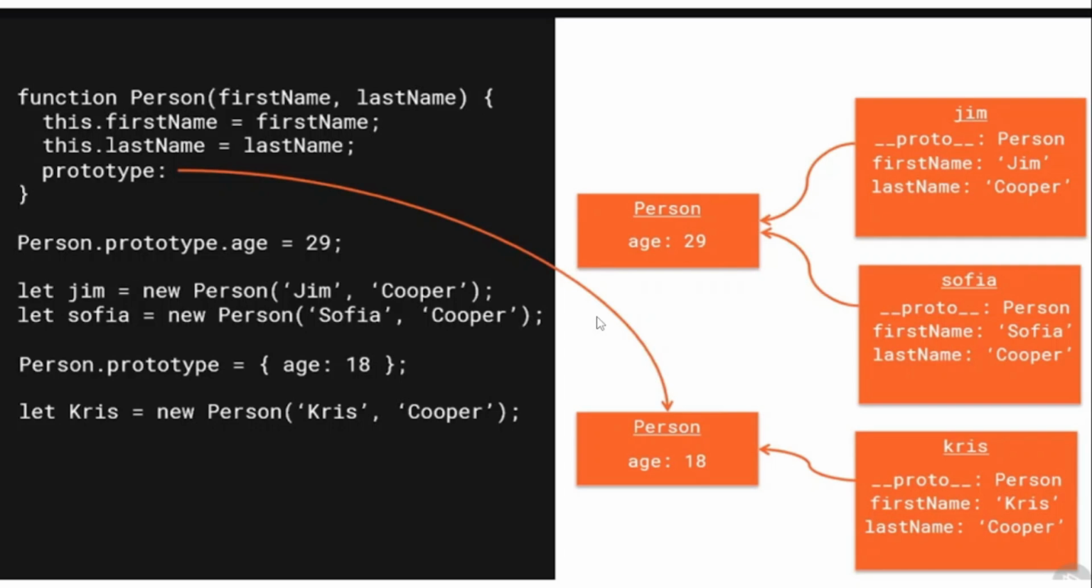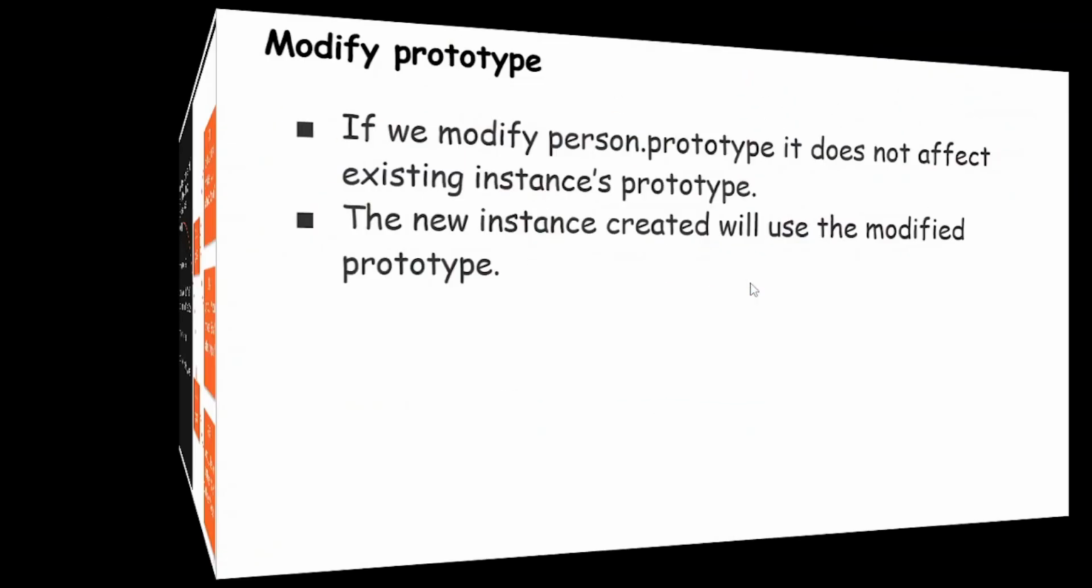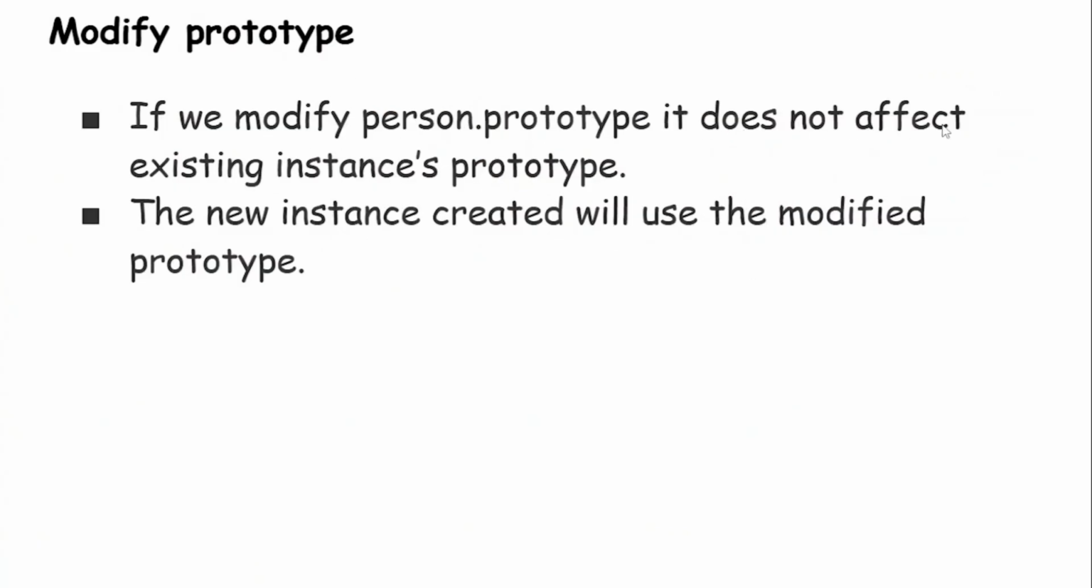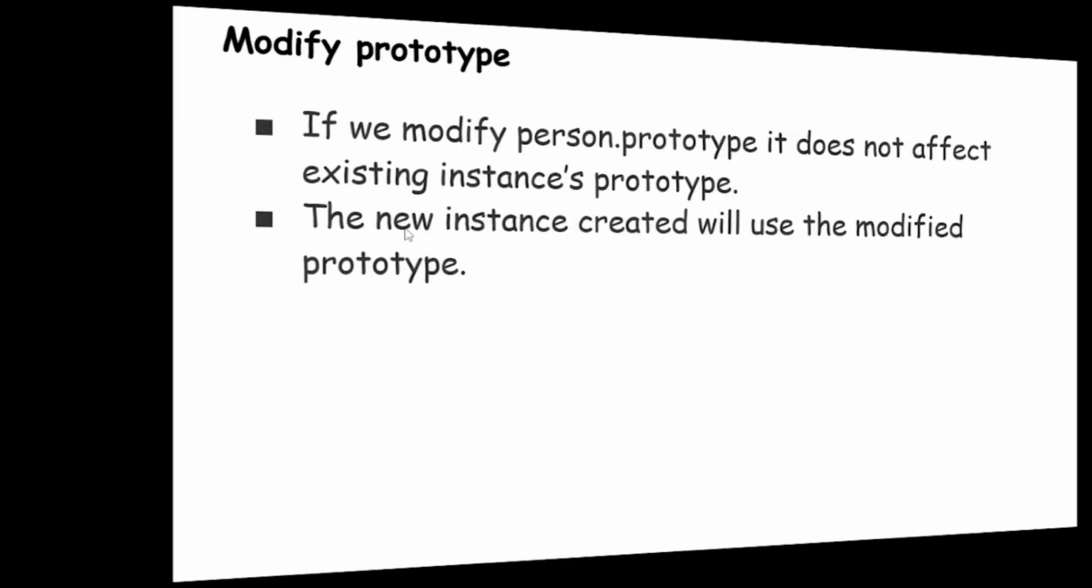So now what will happen if we create a new object, say Krish? Krish.age will show the newly assigned prototype's age, which is 18 in our case, and Jim and Sophia will continue to show the older prototype age. So basically, the reference gets shifted from the older to a newer location in memory, and because of this, the new instance gets the newly assigned value of prototype, which points to a new location in memory. If we sum up, if we modify person.prototype, it doesn't affect the existing instances' prototype, that is, Jim's and Sophia's prototype remains unaffected. The new instance created, say Krish, will use the modified prototype.